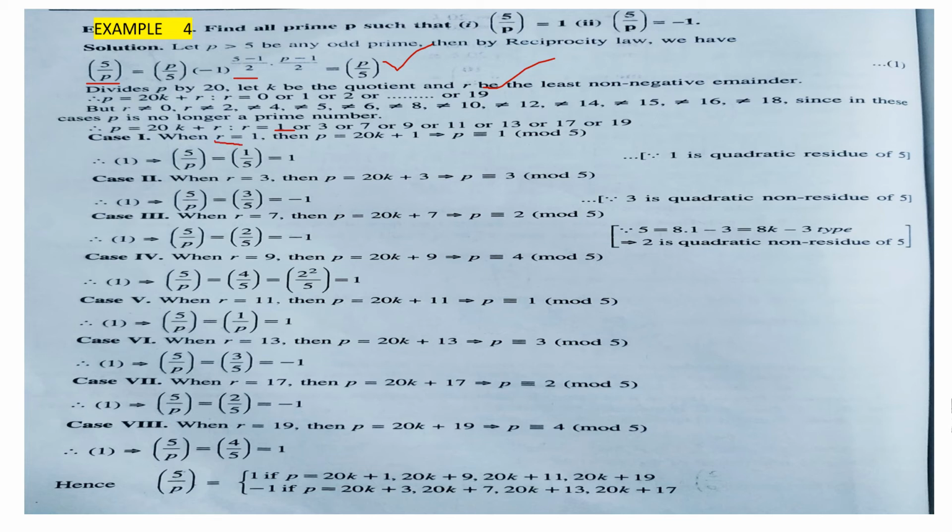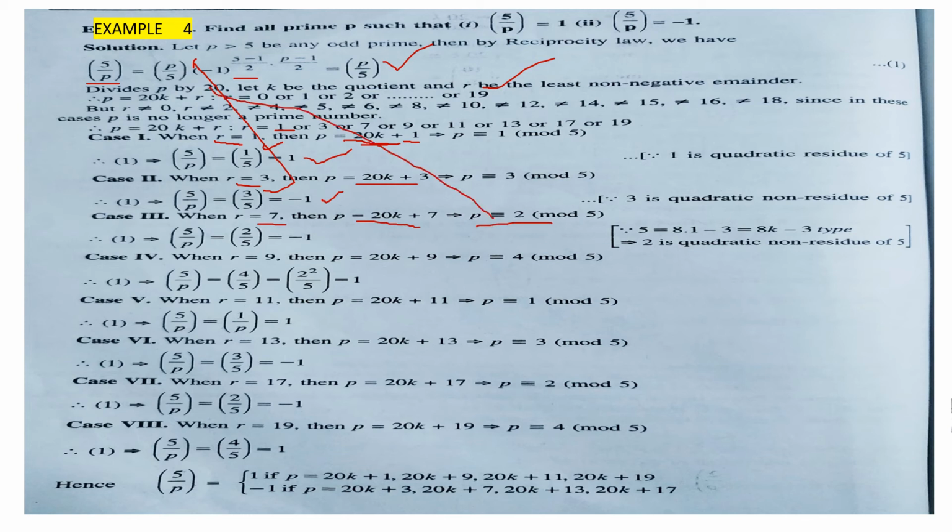If we take r equal to 1, we get p equal to 20k plus 1. Because we have p upon 5, if we divide this number by 5 we get remainder 1, so it will be 1 by 5. So we get 1, as 1 is a quadratic residue. If we take r equal to 3, it is 20k plus 3. When divided by 5 we get remainder 3, so it is 3 by 5. We are using the value of p here, and 3 is a non-quadratic residue, so it is minus 1. If we take r equal to 7, again dividing by 5 we get remainder 2. p is congruent to 2.